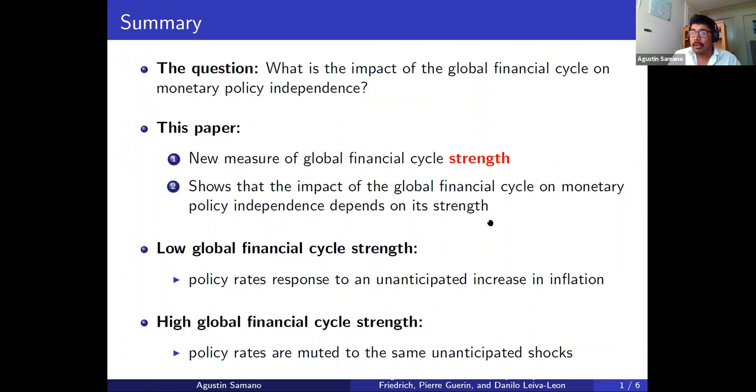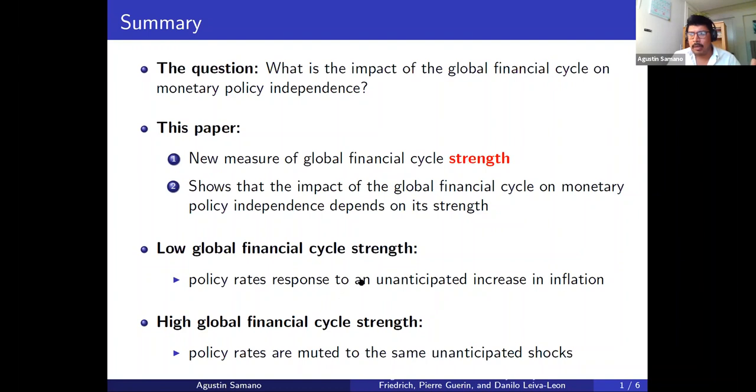What they found is that when the global financial cycle strength is low, then policy rates respond to unanticipated increases in inflation. So they interpret this as independent monetary policy. But when the global financial cycle strength is high, then there are more constraints that do not allow the policy rates to respond. So basically, this was the conclusion of Kristin.